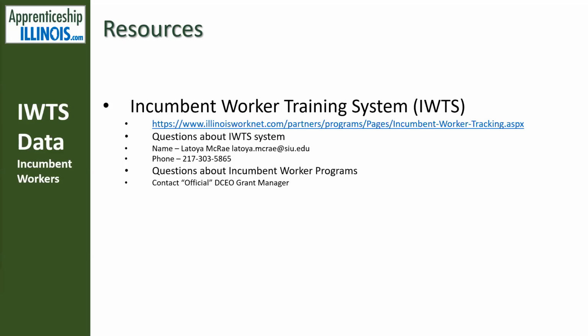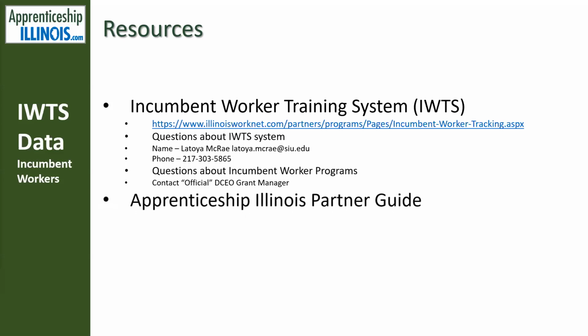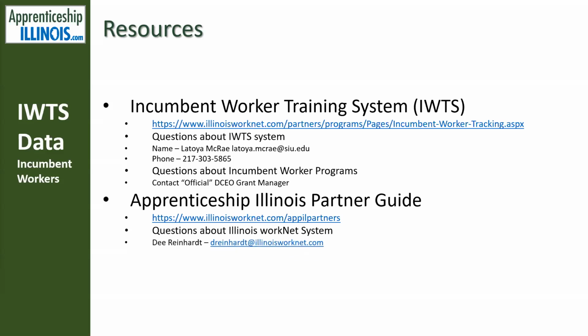All right. And then we have for the Apprenticeship Illinois Partner Guide, this is the link for that. We also have, if you have questions about the Illinois WorkNet system, I am your contact person, and there is my email address and my office and mobile numbers. And that is the information that we have available for you today.